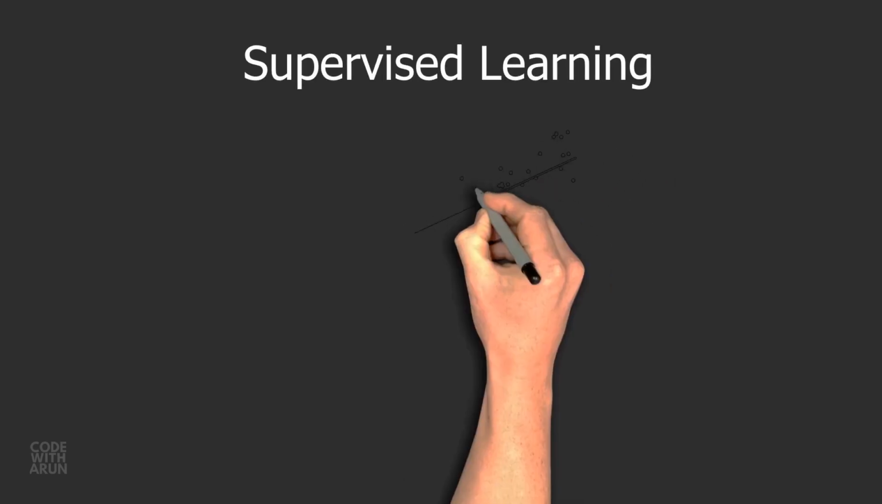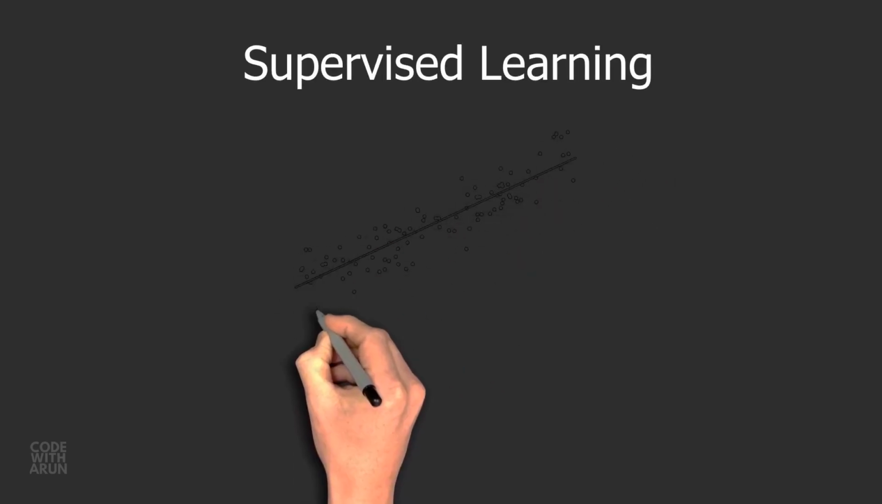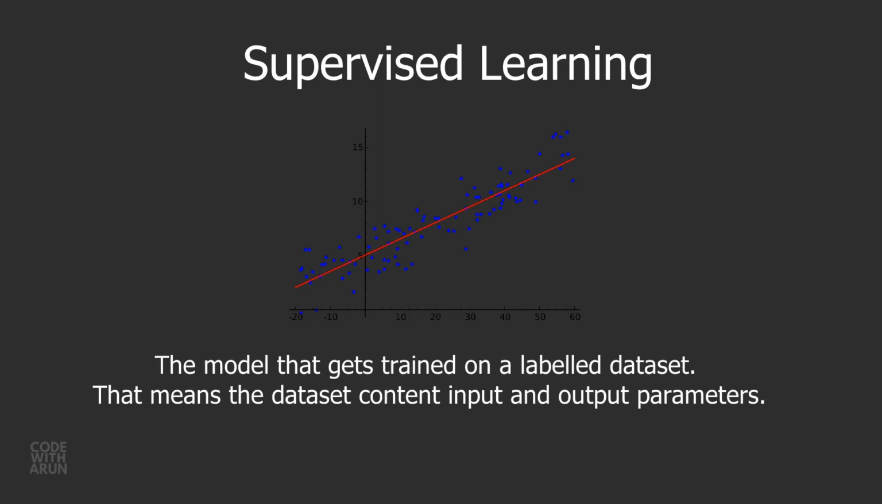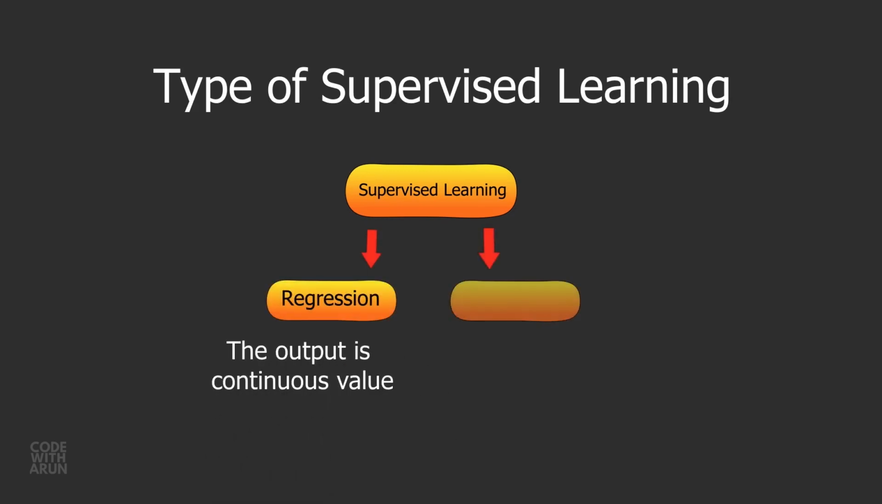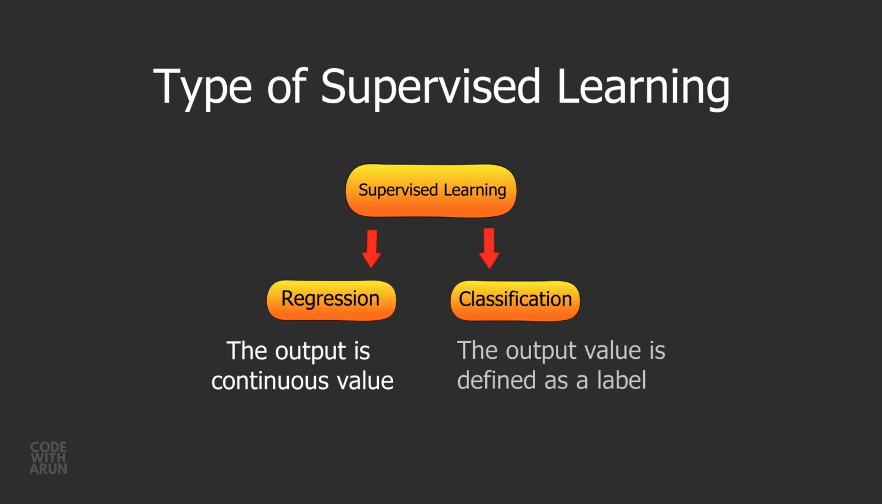Supervised learning. In simple words, we can say that it is a model that gets trained on a labeled dataset. That means the dataset contains input and output parameters. There are two types of supervised learning: regression and classification. Regression is used where the output value is a continuous value.